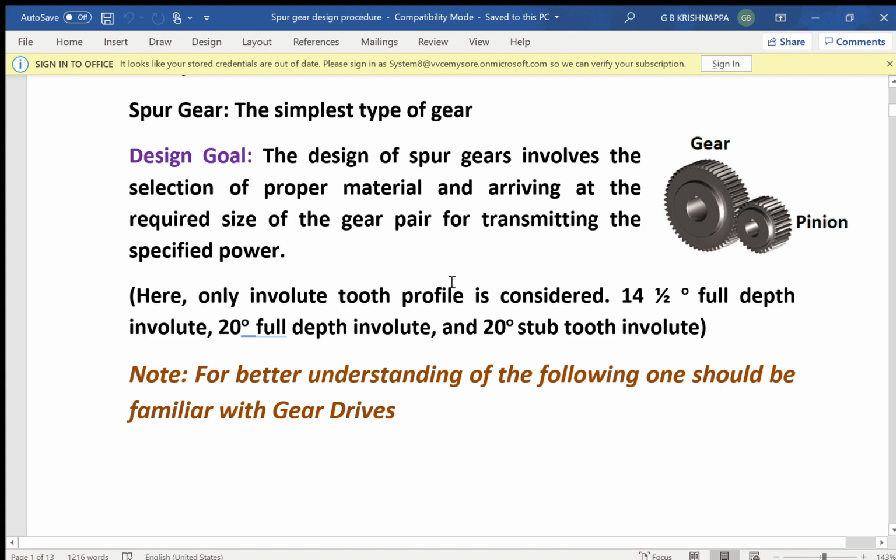The standard tooth forms are 14.5 degree full depth involute, 20 degree full depth involute, and 20 degree stub tooth involute. Note, it is better to study gear drives in order to understand the following procedure.